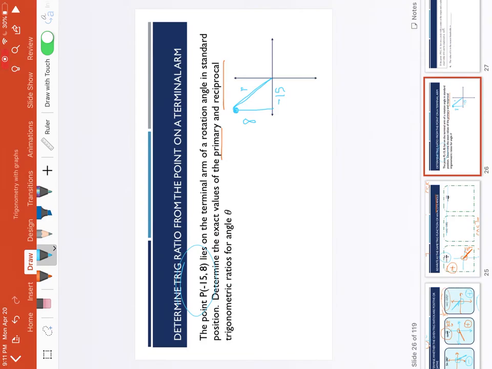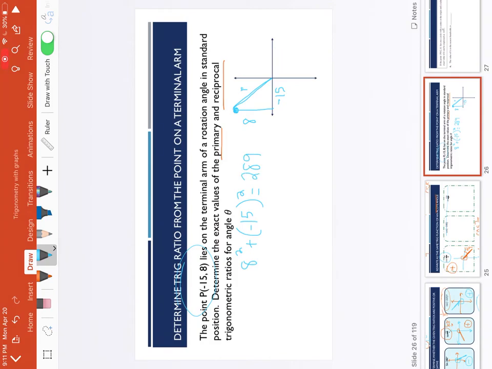So obviously for the radius, we're going to have to use the Pythagorean theorem. So we're going to go 8 squared plus -15 squared equals, and that should give us, if we type that in our calculator, 289.